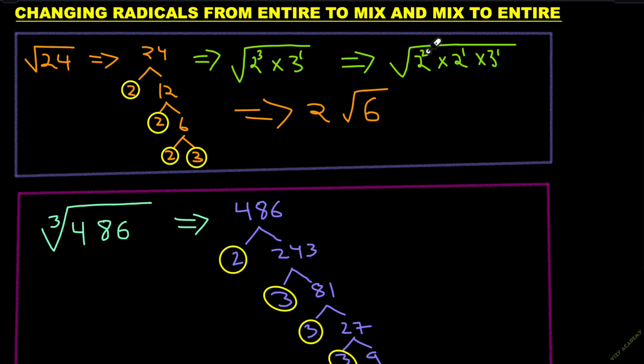2 square, so this power of 2 will be now divided by 2. So outside it will be 2 divided by 2, so it will become 2 to the power of 1 and 2 times 3 will become 6. So the final answer is 2 root 6.